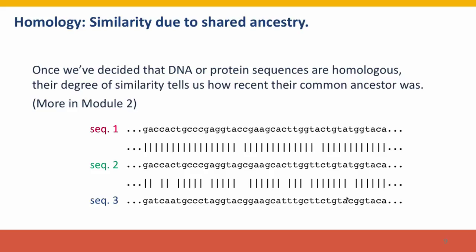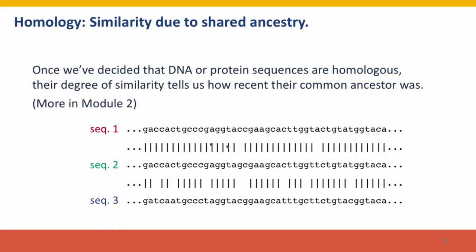Now, once we've decided that features are homologous, we can use them to tell us more about evolutionary processes. And this is particularly true for DNA sequences. Once we've decided that DNA or protein sequences are homologous, there's a lot of other information in there that lets us make evolutionary inferences, the simplest of which is knowing how similar two homologous sequences are tells us how recent their common ancestor was. So here's homologous sequences from three different species.